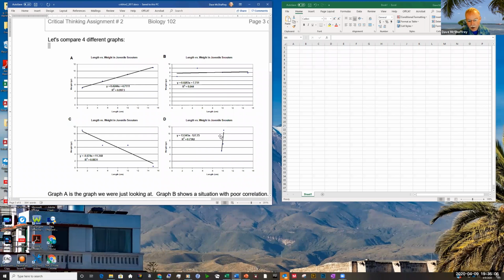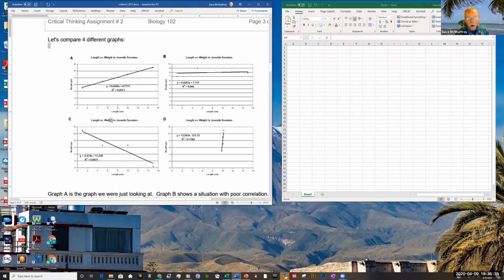On the other hand, over here, we have a much steeper slope, and just a small increase in length leads to a big increase in weight. Again, it's kind of useless, because as long as we're between, say, 9 and 11 centimeters, if we know that the weight is between 11 and, say, 5 grams, we know that the snouter is going to be between 9 and 11 centimeters long. Okay, but it's a little bit better relationship.